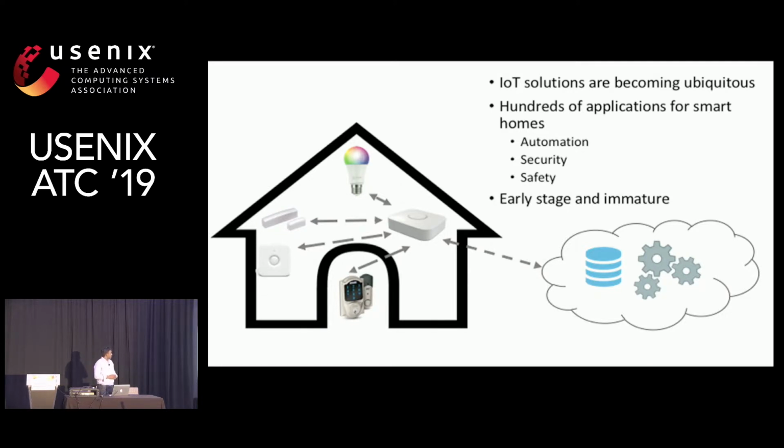So this is how a smart home looks like. It has sensors and actuators. It receives these physical events, and these events are then sent over the network to the cloud. The applications reside in the cloud. They execute the application logic and then send actuation commands back to the home.